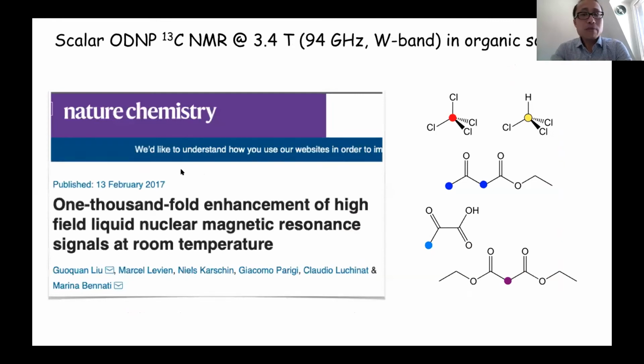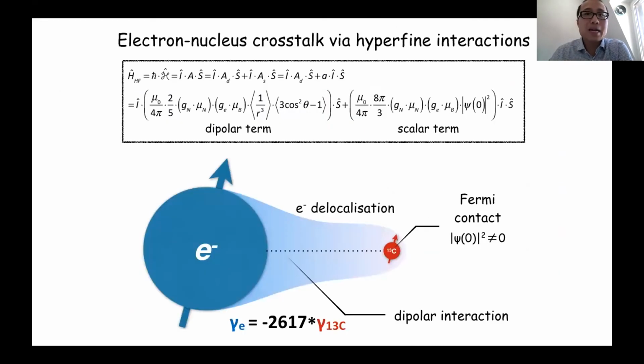So several years ago, Guoquan and Marina's group in Göttingen made a breakthrough in scalar Overhauser DNP carbon NMR spectroscopy. They found that the carbons in a number of simple small organic molecules can be hyperpolarized directly in organic solvents at relatively low field, 3.4 Tesla. But how can we migrate this kind of approach to a more challenging platform?